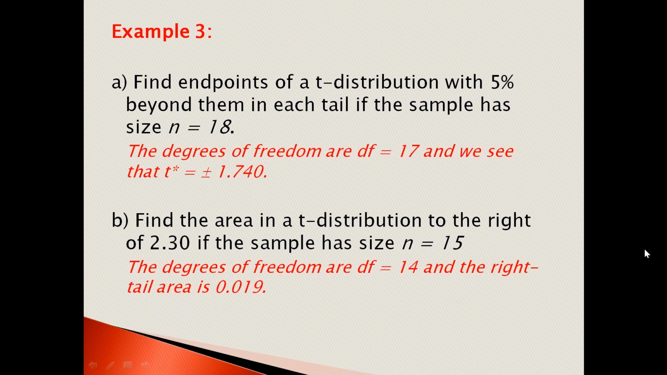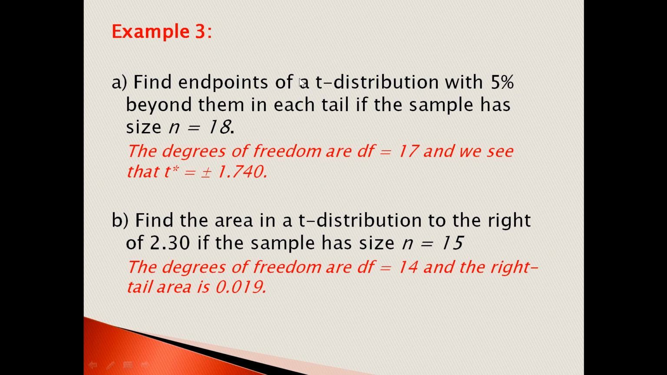Let's see an example. Example 3. Find endpoints of a T distribution with 5% beyond them in each tail if the sample has a size of 18. Okay, let's do this. But before we go to StatKey, let's just read it one more time. We need to find the T distribution. Specifically, we need to look for the endpoints. Endpoints are always on the scale. And we need to leave 5% in each tail, meaning the midsection will be 90%.